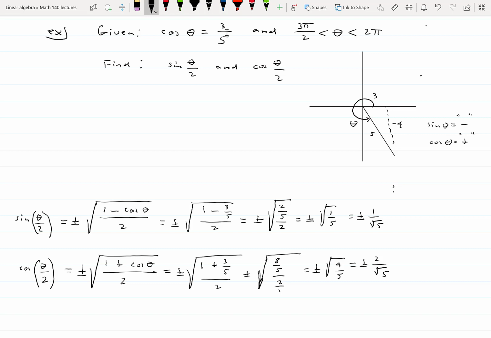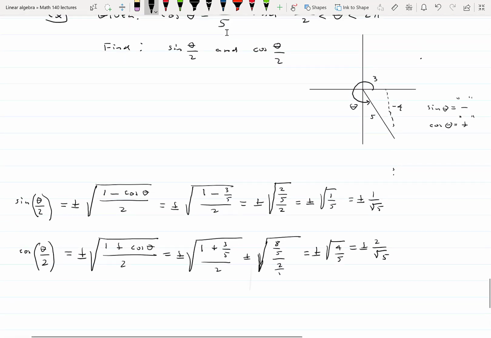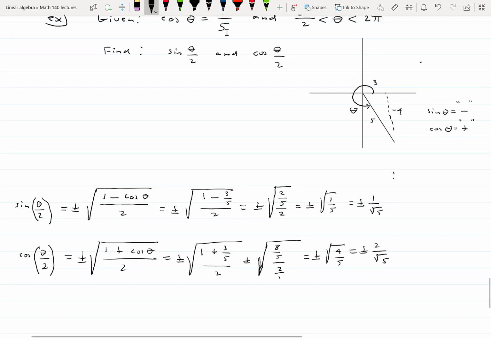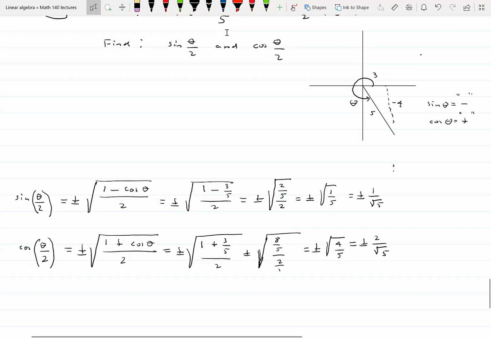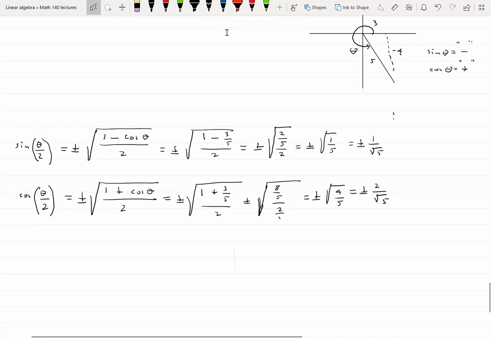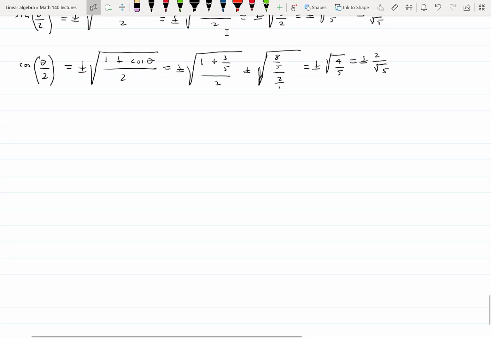If theta is in quadrant 4, and listen carefully to this, this could be very expensive on an exam. If theta is in quadrant 4, where is theta over 2? Well, some are going to be able to see that easily. Some are not so much. It must be in quadrant 2. Why is that? I'll show you 2 ways to see that. This is very important.